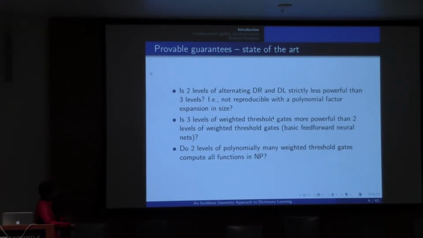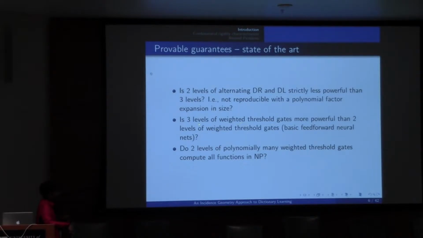So each one of these gates has arbitrary weights. It's unbounded weights, or weights that are not in any way bounded by the size of the input. They're not polynomially bounded in the size of the input. So this question is still open.